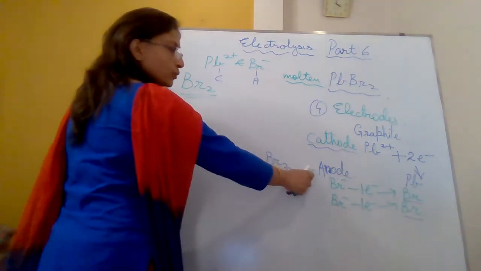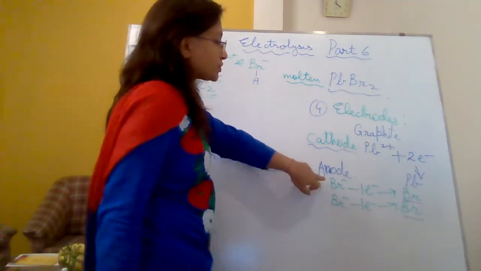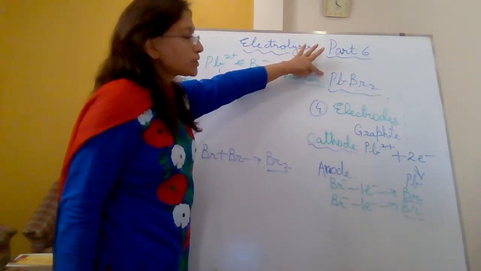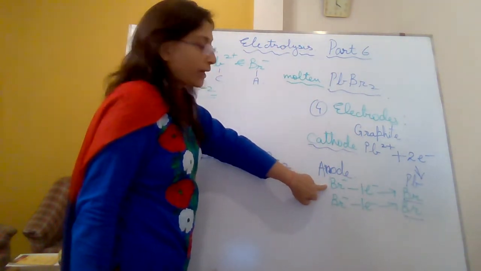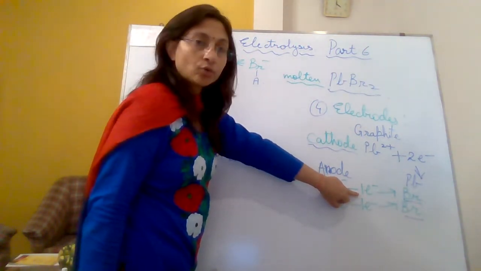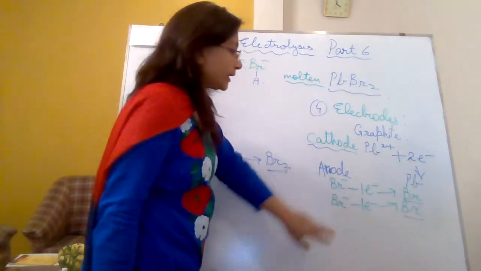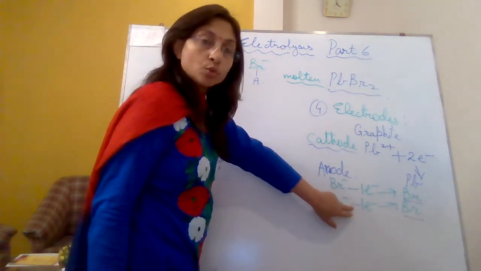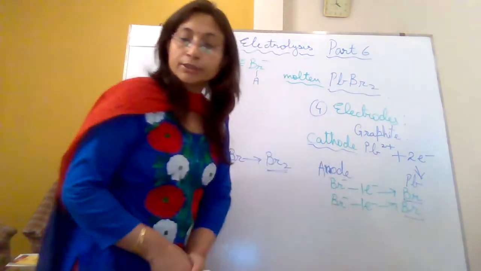What happens at the anode? Here the bromide ion, which was produced after the dissociation of lead bromide, will lose its 1 electron and will produce a bromine atom. Again, another bromide ion will also lose its 1 electron and will produce one more bromine atom.